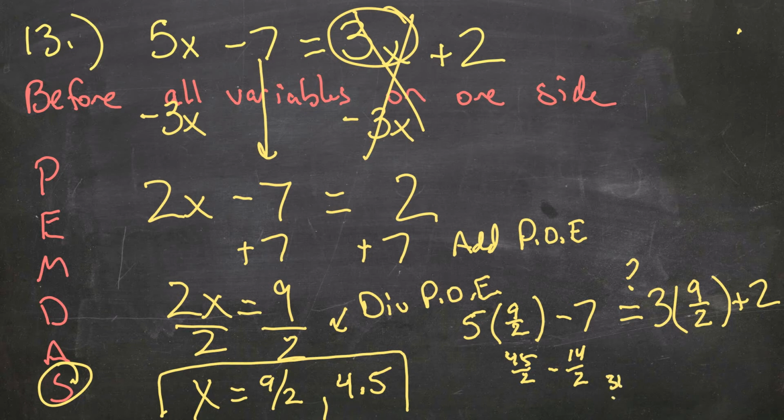Gives me 31 halves. 3 times 9 is 27, so I end up with 27 over 2 plus 4 over 2, and I get 31 over 2 equals 31 over 2. That's the same exact thing, so it is a true statement. That's it for 13.